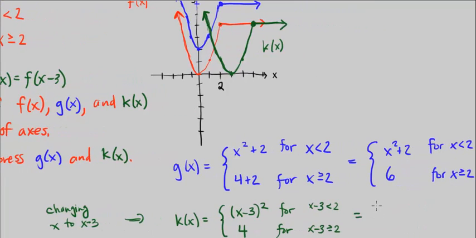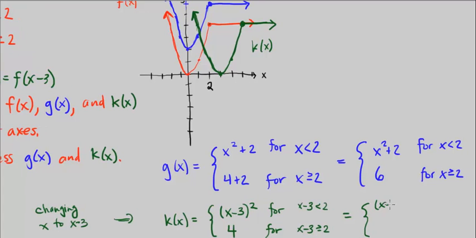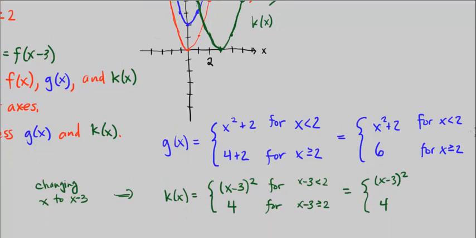So let's go ahead and simplify this. We're still okay saying x minus 3 squared and 4, okay? But let's go ahead and change these to have x on one side. So let's add 3 to both sides, right? And then we have x is less than 5. Add 3 to both sides. We have x is greater than or equal to 5. Okay, so x is less than 5 here, and x is greater than or equal to 5.